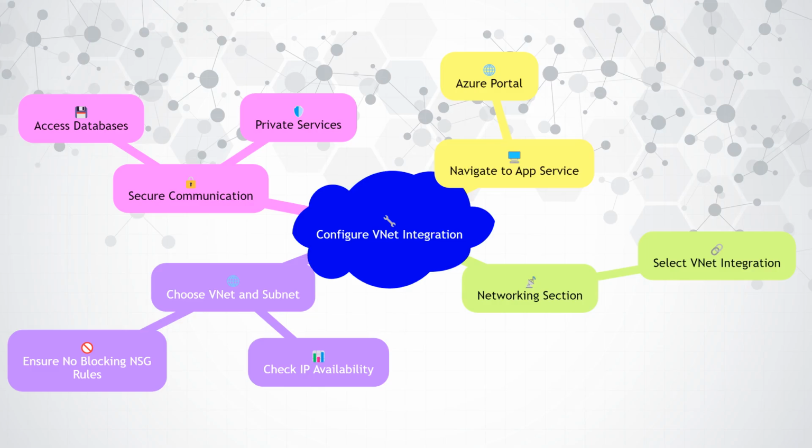or isolated tier. To configure VNet integration, navigate to your app service in the Azure portal. Under the Networking section, select VNet integration. Choose the VNet and subnet you want to integrate with. Ensure that the subnet has sufficient IP addresses available and that there are no Network Security Group (NSG) rules blocking the required traffic. Once configured, your app can securely communicate with resources in the VNet. This setup is particularly useful for accessing databases and other services that should not be exposed to the public internet.